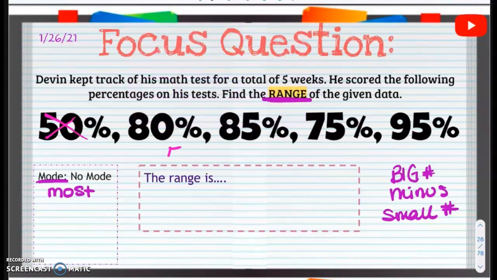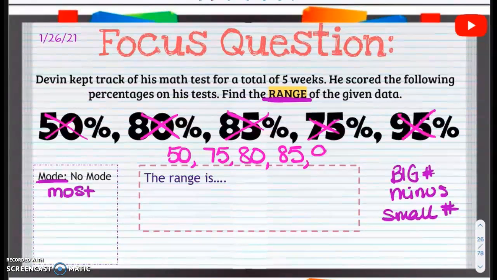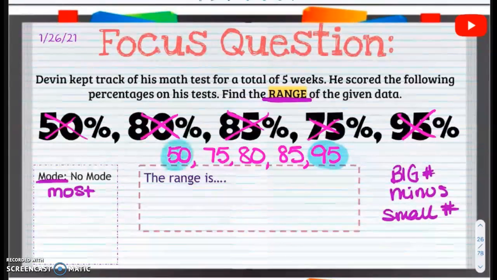So we have a 50%, 75%, 80%, 85%, and 95%. So we're going to take the biggest number, which is 95, and we're going to subtract the smallest number, which is 50.